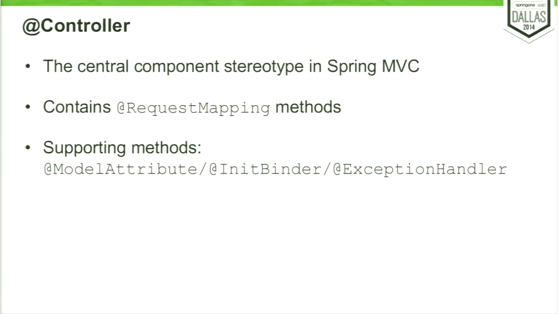So starting with the central annotation, the central component stereotype in Spring MVC that everybody knows, that's the controller annotation. This is how we indicate that a particular type of Spring managed bean is going to be of interest to Spring MVC. And of course, that contains request mapping methods and supporting methods for model attributes, for initialization of the data binder and for handling exceptions.